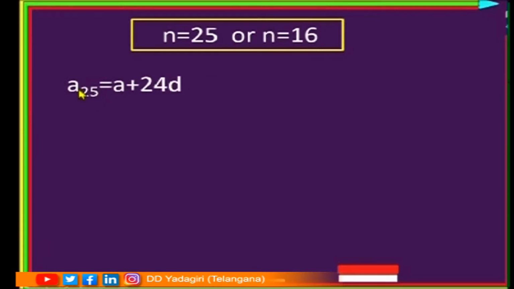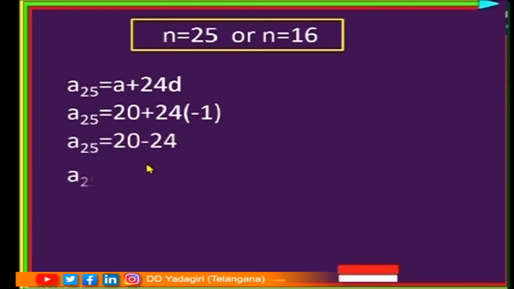Now I am going to find a25. That means I am going to estimate how many logs are there in the 25th row. What is the formula for the nth term? an is equal to a plus n minus 1 into d. So a25 is equal to a plus 24d. Now a25 is equal to, what is a? 20 plus 24 into, what is d? Minus 1. In the bottom row we have 20 logs and the common difference is minus 1. So a25 is equal to 20 minus 24, a25 is equal to minus 4. Is it possible to arrange minus 4 logs? Can the number of logs be negative?